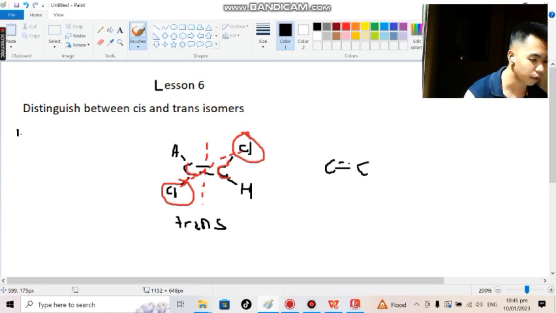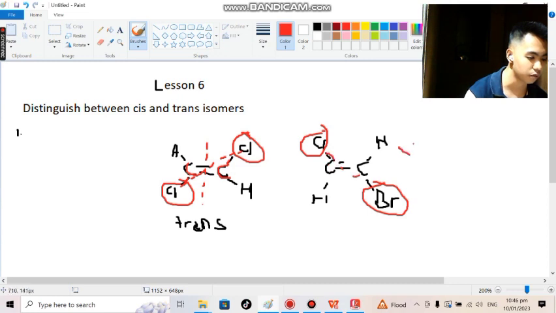So for example, we have our Cl here, and then we have our H. Let's put H and our H here, and then we have Br here. So this is not going to be called a trans isomer since the groups on the opposite sides aren't identical. This is a chlorine and this is a bromine. So this is wrong, and this is the right one.